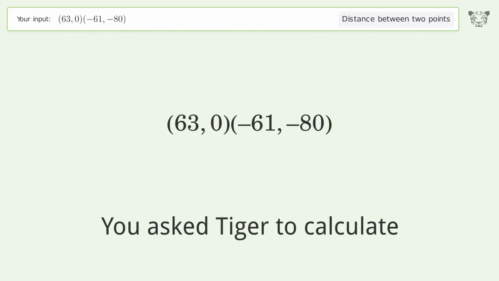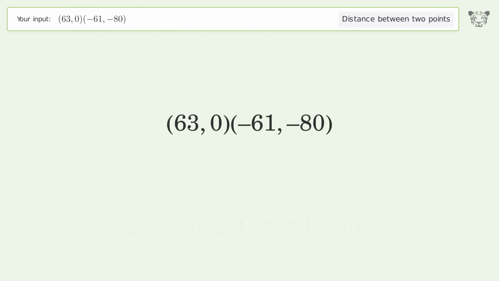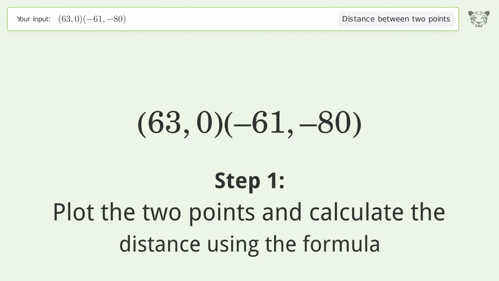You ask Tiger to calculate. This deals with the distance between 2 points. The distance between the 2 points is the square root of 21,776, or 147.567. Let's solve it step by step. Plot the 2 points and calculate the distance using the formula.